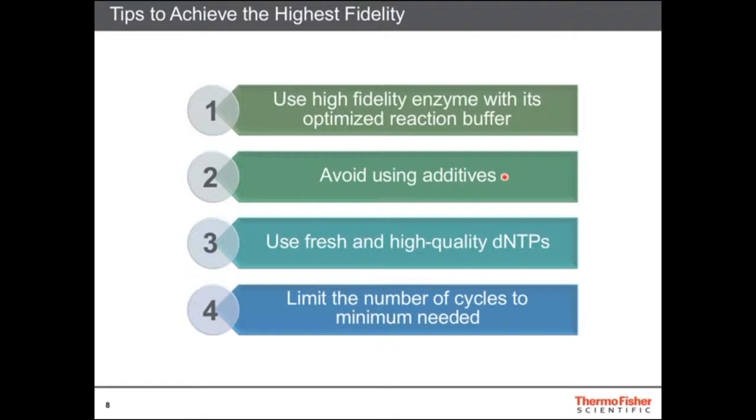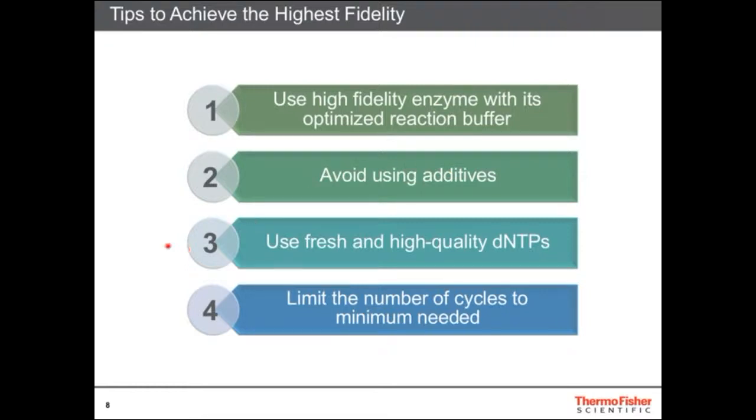customers will commonly add some sort of an additive like DMSO to their reaction to potentially get through any high GC content regions. And we've actually documented that the addition of some of these additives can actually impact and decrease the fidelity of the polymerase.